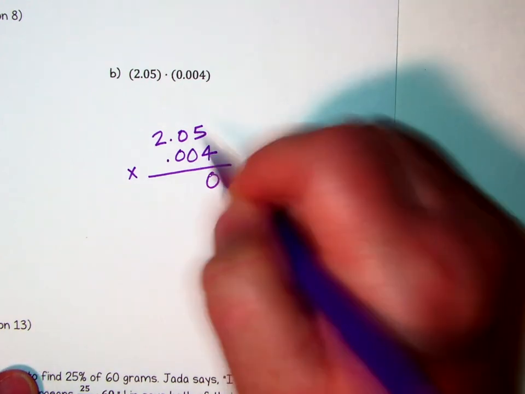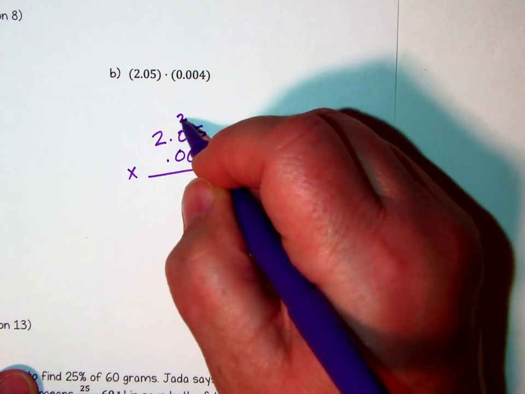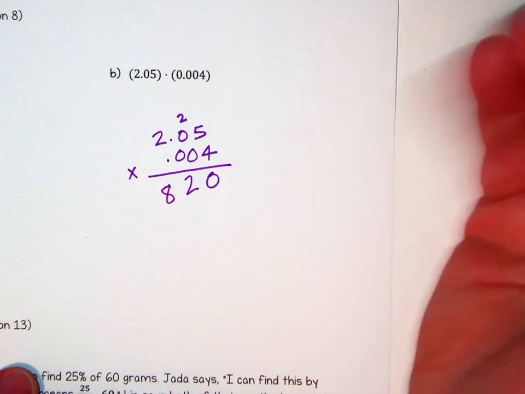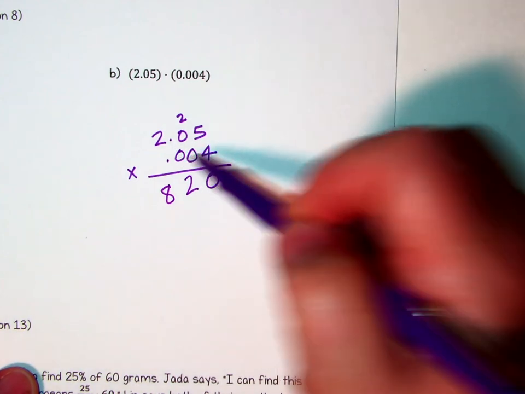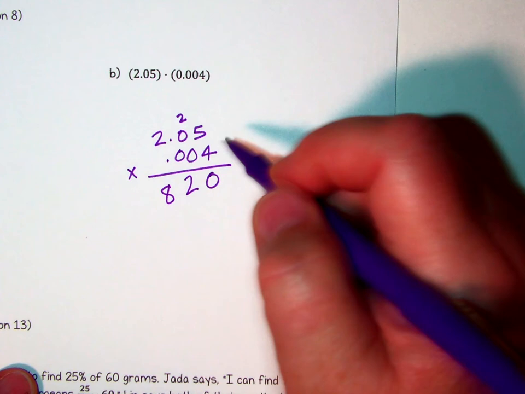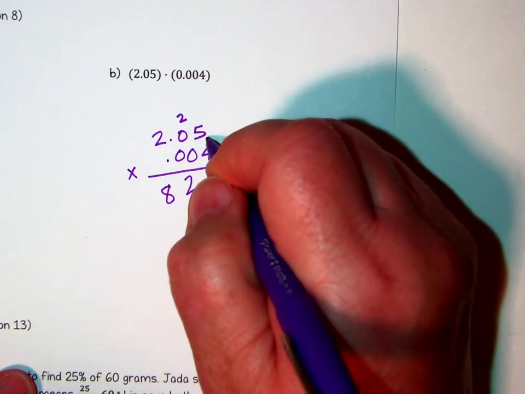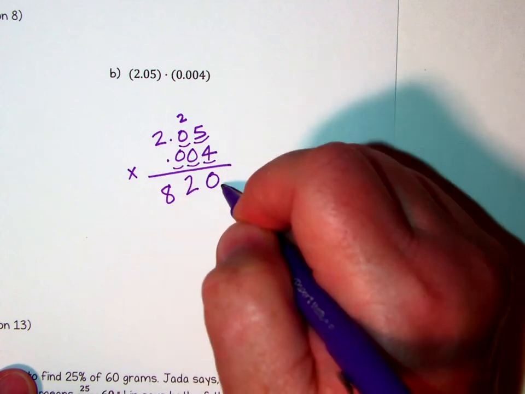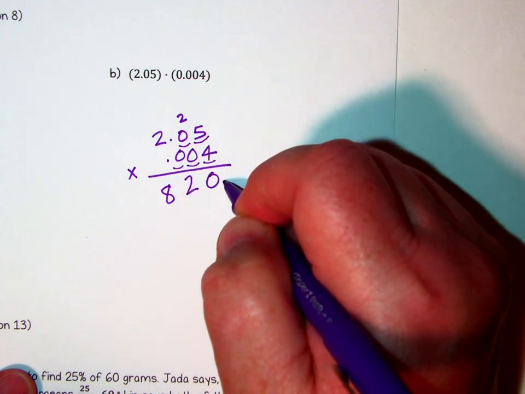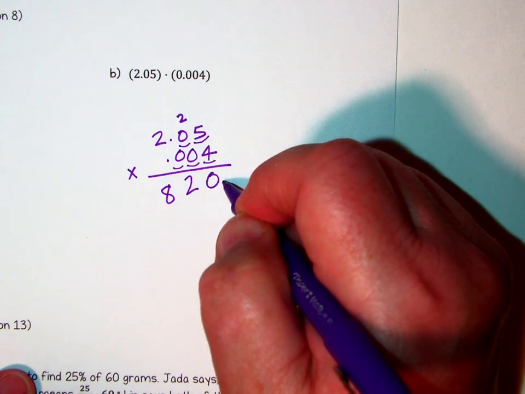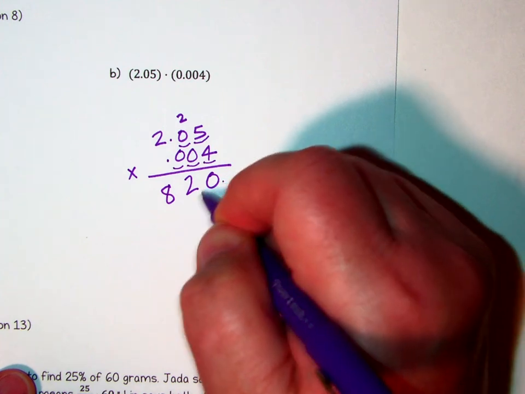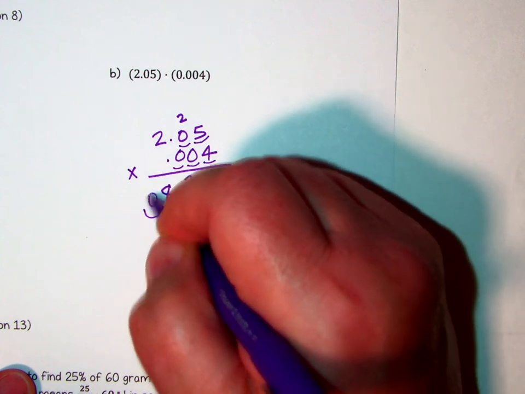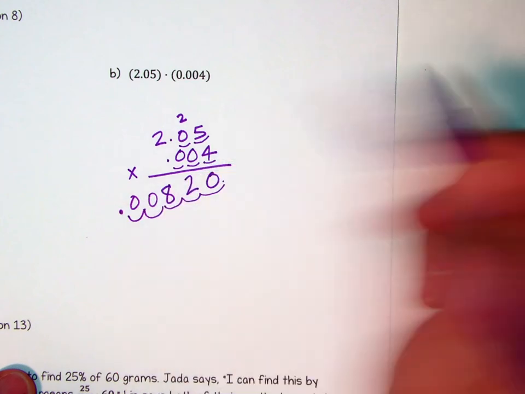4 times 5 is 20, carry the 2. 4 times 0 is 0, plus 2 is 2. 4 times 2 is 8. And that's it, because I don't have to go through the motions of multiplying by 0. Now, I want to count up my decimal places. There's 1, 2, 3, 4, 5. So even though it seems crazy, starting after the rightmost digit, I've got to move my decimal over 5 spaces. So 1, 2, 3, 4, 5. And that's where my decimal place goes.